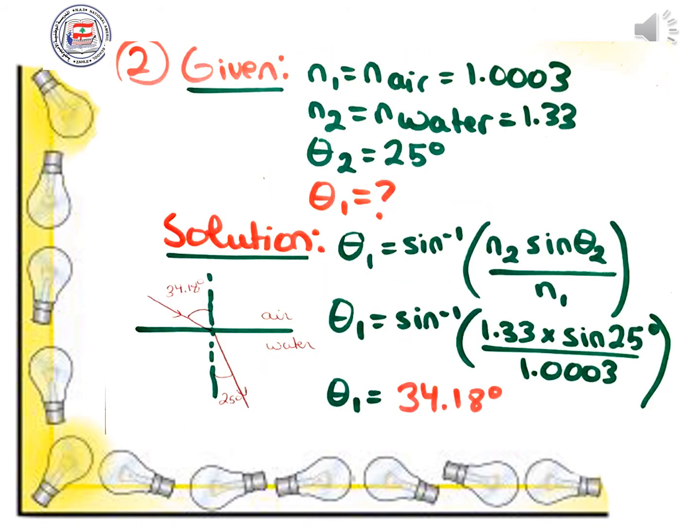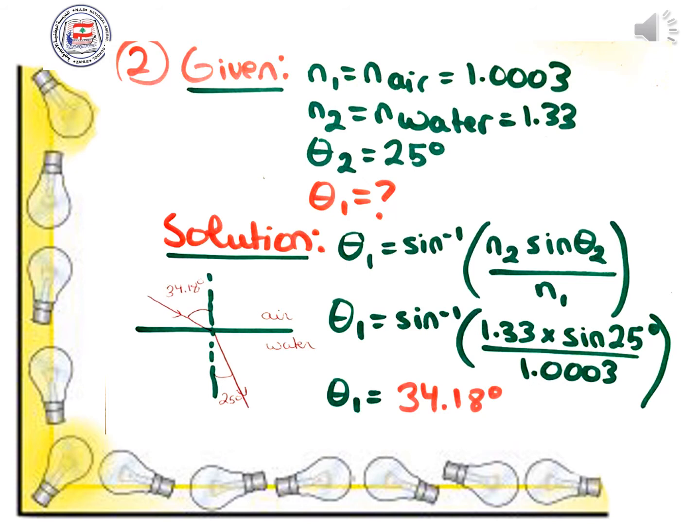Now number 2. As light travels from air into water, the angle of refraction is 25 degrees to the normal. Find the angle of incidence. So the given is that N1 is N air, equal to 1.0003, N2 is N water, equal to 1.33, and the angle of refraction, which is angle 2, is equal to 25 degrees. They want us to find the angle of incidence. So we use the equation shown in front of you.